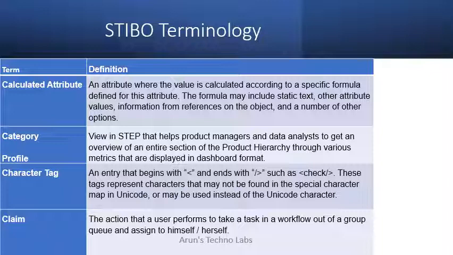Character log: an entry that begins with this arrow symbol and ends with this one. So it's like an XML start tag and end tag, where you define the tags that represent the characters. It may be a special character not found in Unicode, or it may be used as a Unicode character.